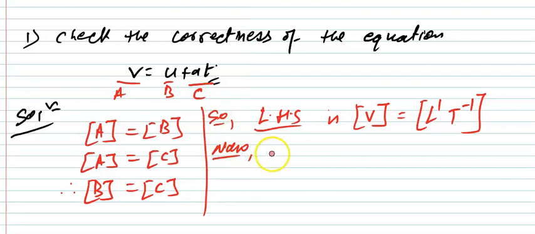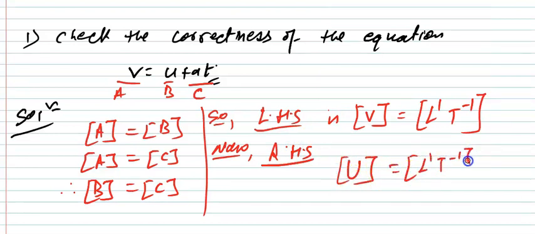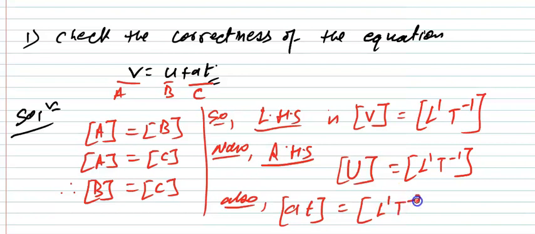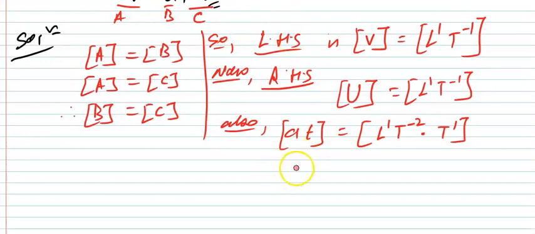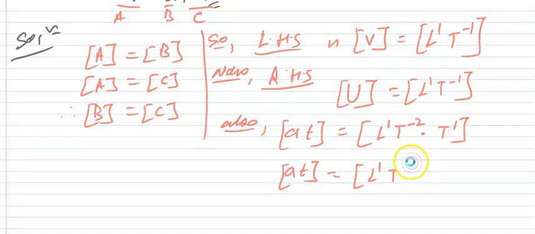Now let us take the dimension of the RHS. Let us take the dimension of the U. Its dimension is also L to the power 1, T to the power minus 1. What is the dimension of AT? A is acceleration, so its dimension is L to the power 1, T to the power minus 2, and T is time, so its dimension is T to the power 1. Now after solving, its dimension is equal to L to the power 1, T to the power minus 1.